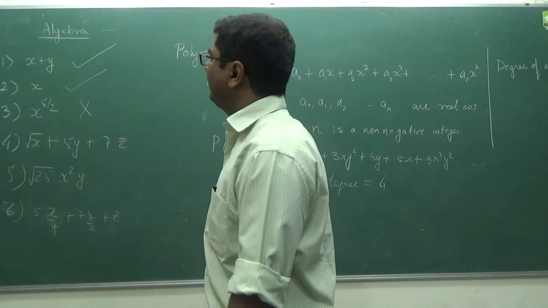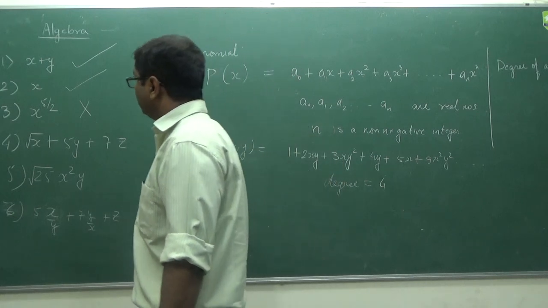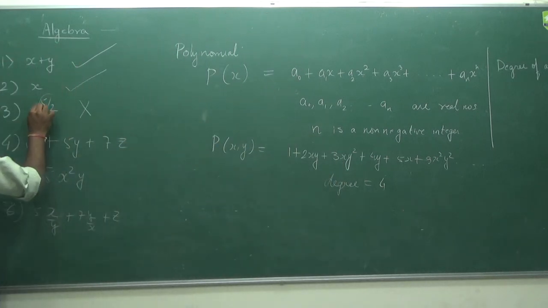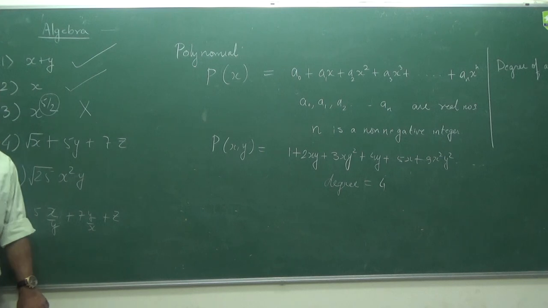Because it will be negative 2 by 5. Negative 2 by 5. Why? No, or since it's not a rational number. No, it's a rational. It's very much rational. 5 by 2 is 2.5. Rational number. Why is it not?